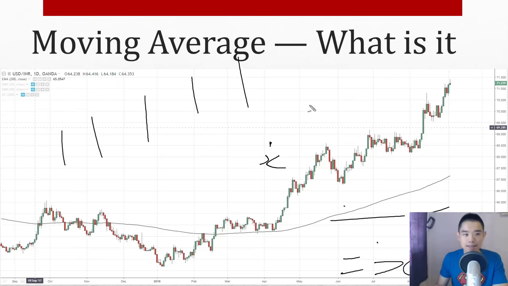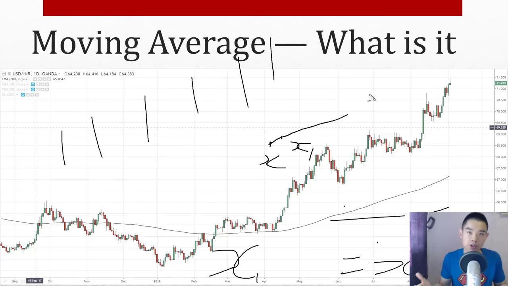Let's say another candle is formed, the 6th candle. You take the 5 most recent candles from here all the way to here and divide by 5. Let's say this time you get X1. Then you draw another dot on your chart, and this time we call it X1. You do the same thing and get X2, X3, X4, X5, and what the tool does is just connect the dots. That's how you get your moving average on the chart.